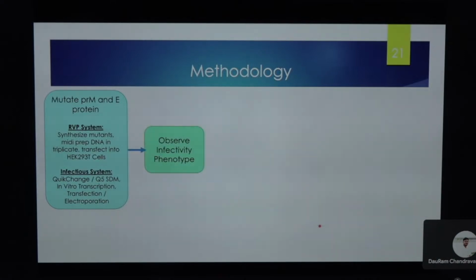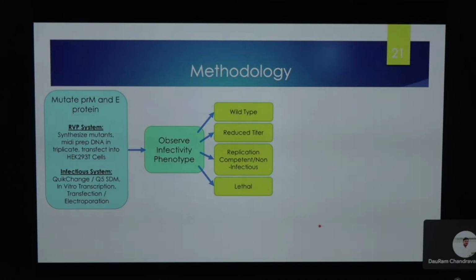What we wanted to do was, with all the mutations, understand the infectivity phenotype, and that would produce four different phenotypes. Either the mutant would be the same as wild type, with no change in titer. It could have a reduction in titer, meaning that we're maybe disrupting some kind of mechanism. It could actually replicate the RNA, but have zero infectivity, and that would suggest that we might be disrupting assembly, with no virus being made. And then we also have a lethal mutation. So this would mean that it's not only lethal to make titer, but that no replication is happening.